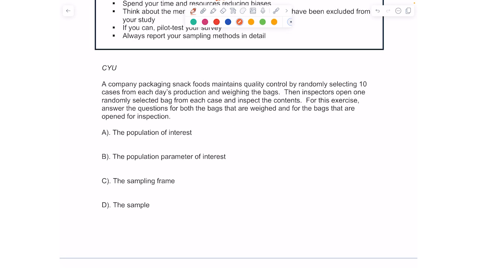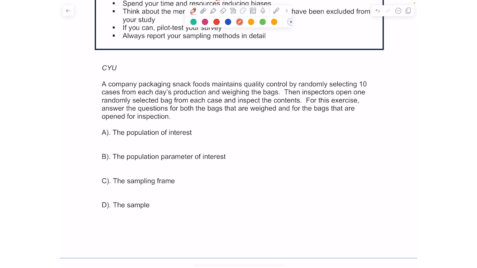A company packaging snack foods maintains quality control by randomly selecting 10 cases from each day's production and weighing the bags. Then, inspectors open one randomly selected bag from each case and inspect the content. So that's a total of 10 bags. For this exercise, answer the questions for both the bags that are weighed and for the bags that are opened for inspection.